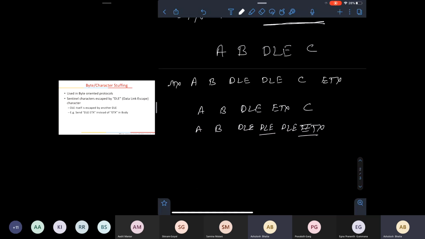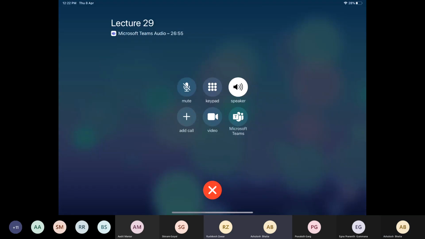So for example, if I receive at the receiver STX A B DLE DLE DLE DLE C ETX, is this correct? No. Why? Every odd DLE works as an escape, and the third DLE doesn't have anything ahead to escape, so it's a normal character.